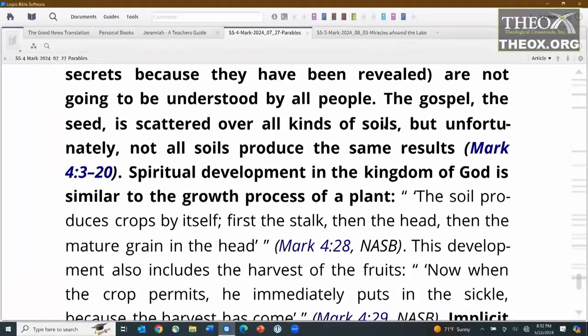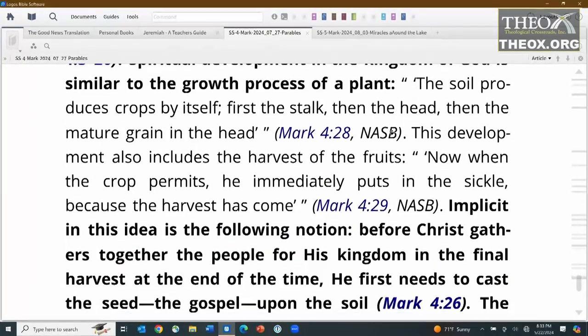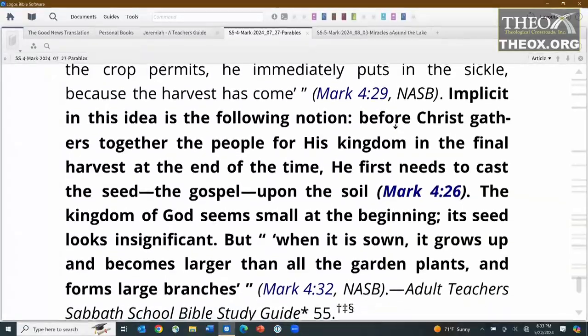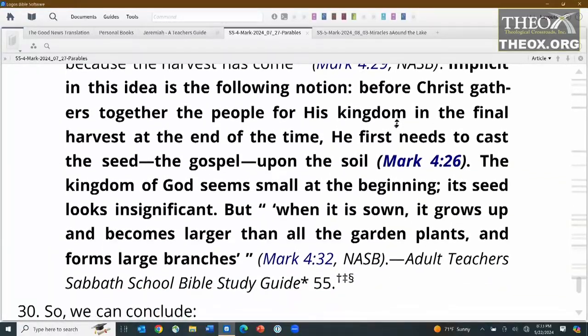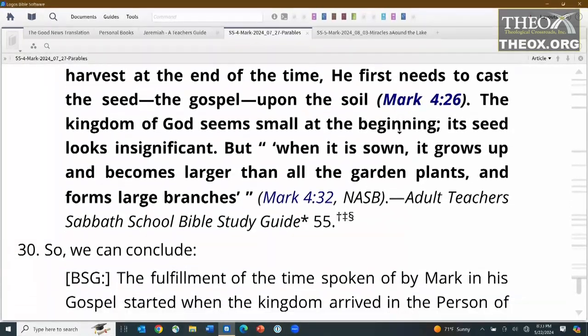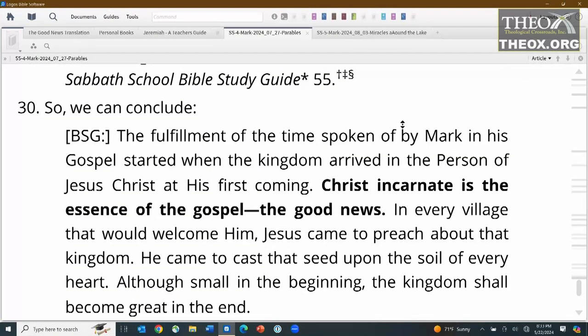The gospel, the seed, is scattered over all kinds of soils, but unfortunately, not all soils produce the same results. Implicit in this idea is the following notion: before Christ gathered together the people for his kingdom in the final harvest at the end of time, he first needs to cast the seed, the gospel, upon the soil. So we conclude, the fulfillment of the time spoken of by Mark in his gospel started when the kingdom arrived in person, that is, Jesus Christ at his first coming.